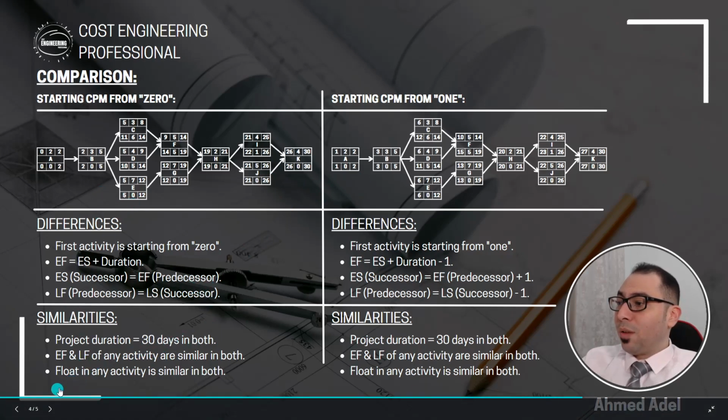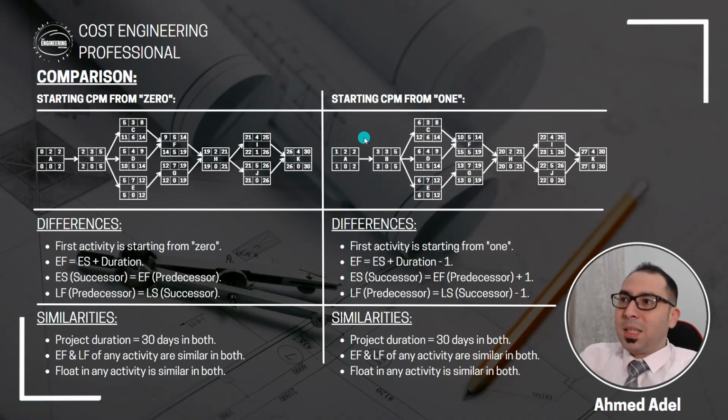Also the float in any activity is similar in both methods. Why? Because I told you this is a critical path method anyway. If you started from 1 or you started from 0, you are looking for the critical path and the critical activities. And what are the critical activities? The activities where the float is 0, the activities that cannot be delayed at all. So if you are using this method or this method, the float always must be same.